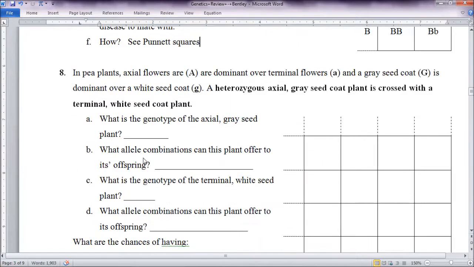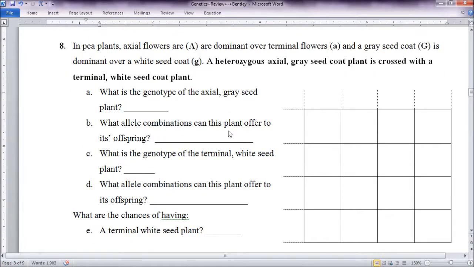So in pea plants, axial flowers are dominant over terminal flowers. And there's the second trait. That means you need to do a dihybrid cross. So the gray seed coat color is our other gene. It is dominant over the white seed coat color. So our sentence says a heterozygous axial gray seed coat plant. So let's put all that together.